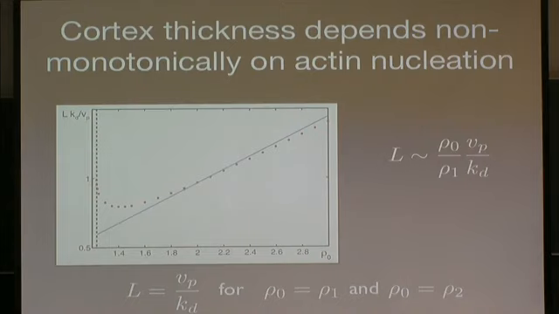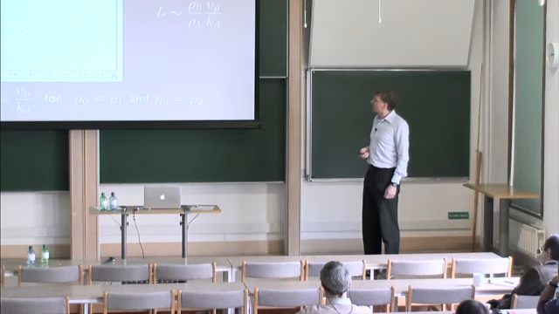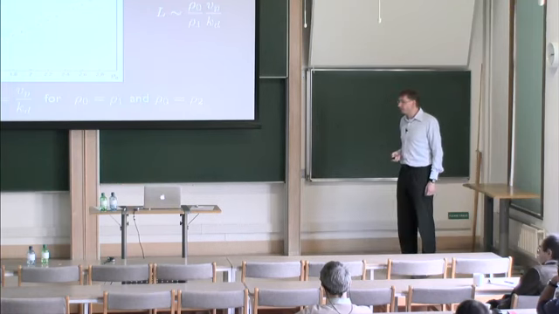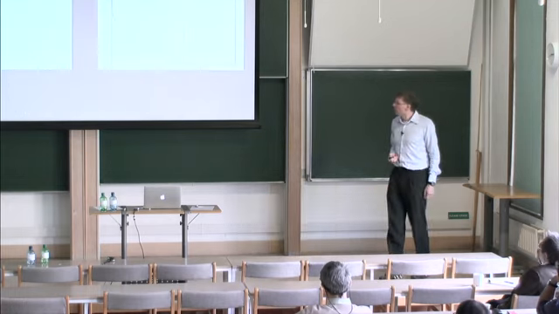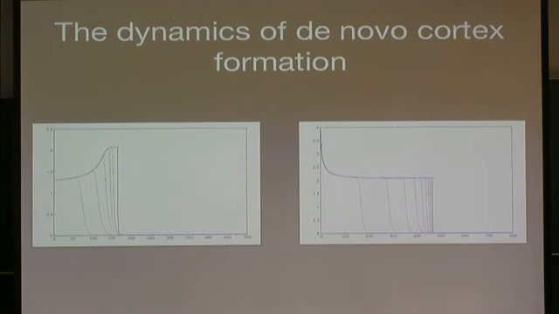You can make an estimate around this point. The density should go like rho 1 divided by rho 0, divided by rho 1, times Vp over Kd. If you just, by naivete or whatever you want to call it, extend this line, then you see it's not a too good, but also not a too bad estimate of the dependence of the thickness on the initial density. So what I've started now here is to look at the dynamics of how such a layer evolves.